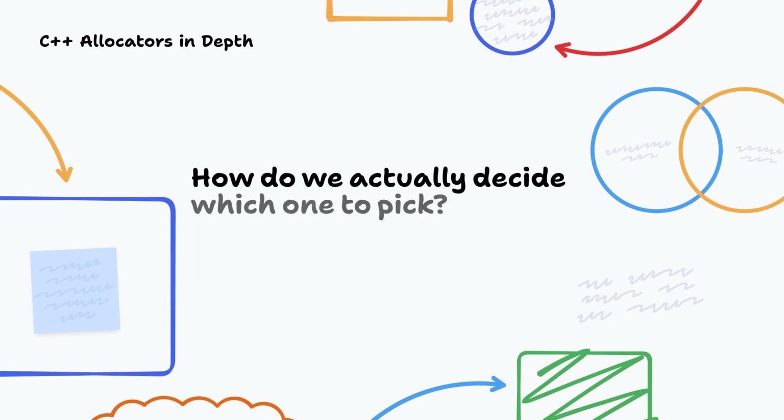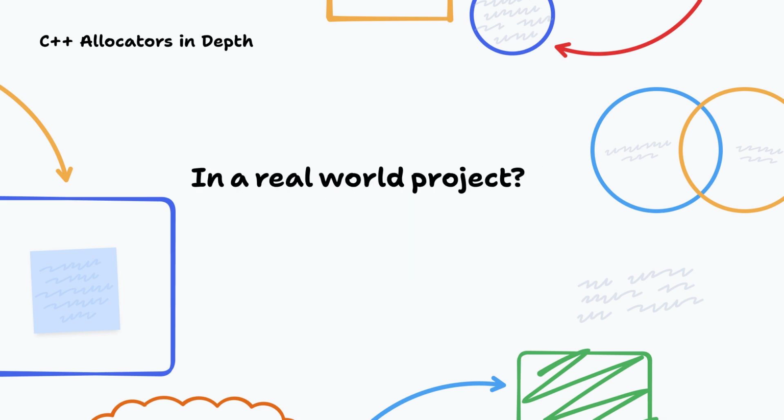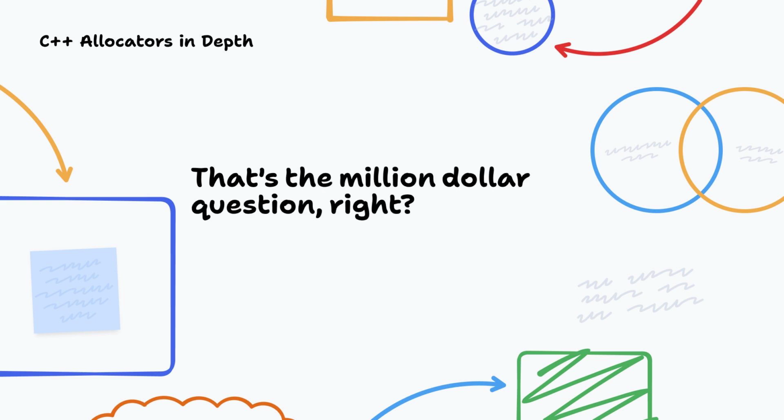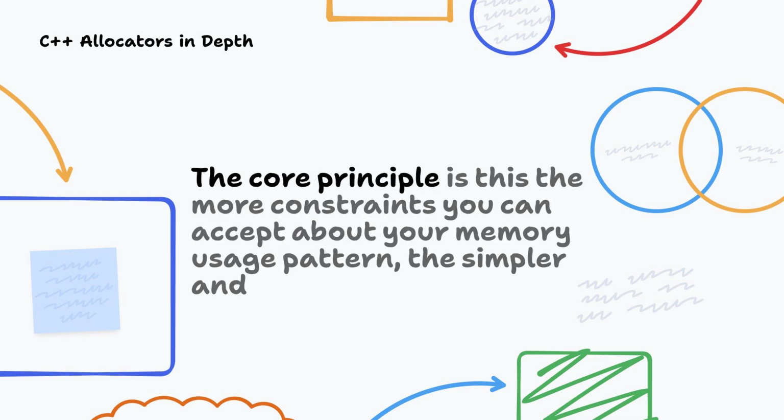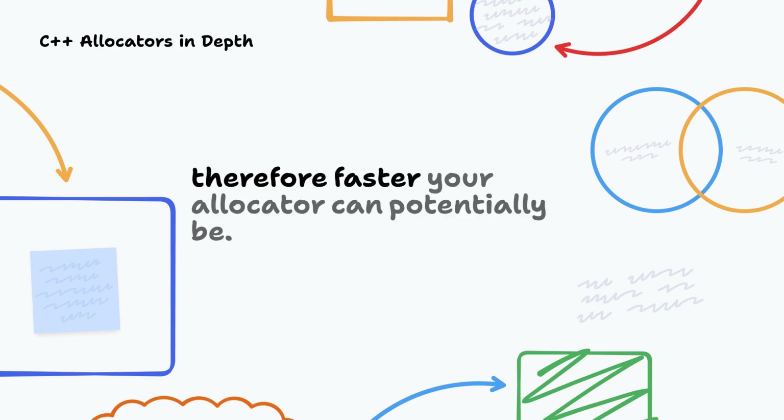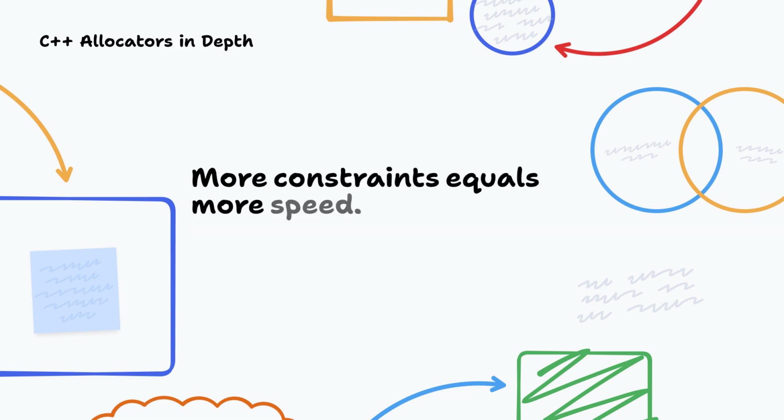How do we actually decide which one to pick in a real-world project? That's the million-dollar question, right? It really boils down to understanding the trade-offs and matching the tool to the job. The core principle is this: the more constraints you can accept about your memory usage pattern, the simpler, and therefore faster, your allocator can potentially be. More constraints equals more speed.